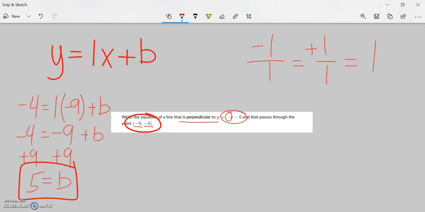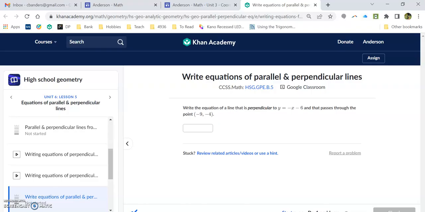So we're going to plug this into our equation. So we'll erase that, and it's +5. So our equation will be y equals 1x plus 5, or just simply y equals x plus 5.